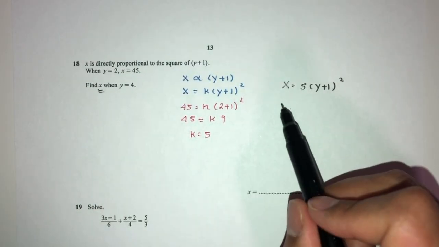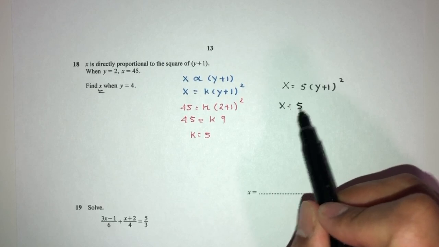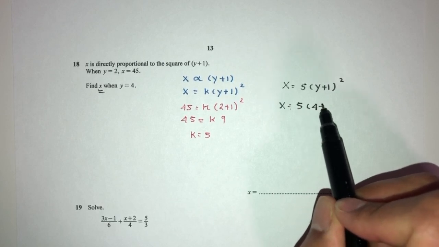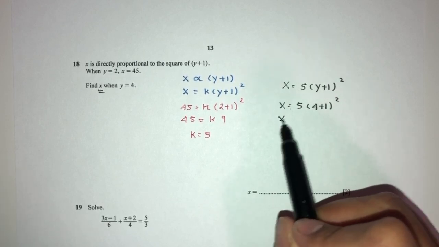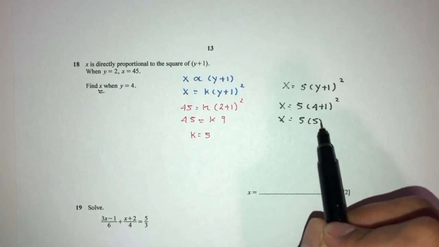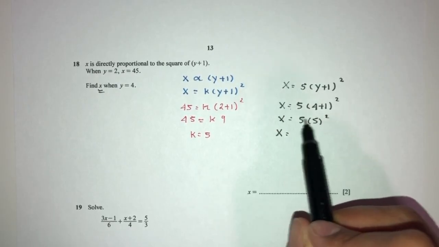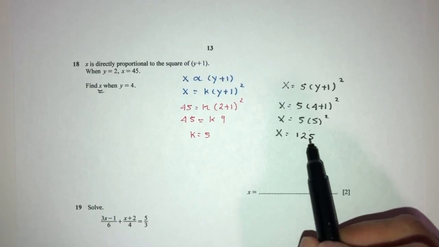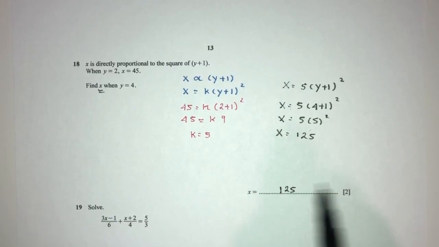Find the value of x when the value of y is 4. 4 plus 1, that will be 5 squared. So 5 times 5 squared will be 125. x will be 125.